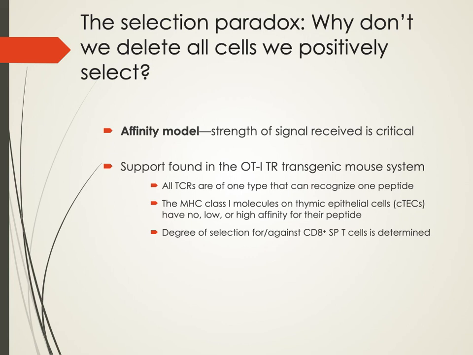They've used mouse models that have a single T cell receptor, so all the T cell receptors are the same, and they can only recognize one peptide. But because of the MHC class I molecules that are expressed, we can get these different affinities, and this then sends a different signal to the T cell so that you get a different selection that can happen.